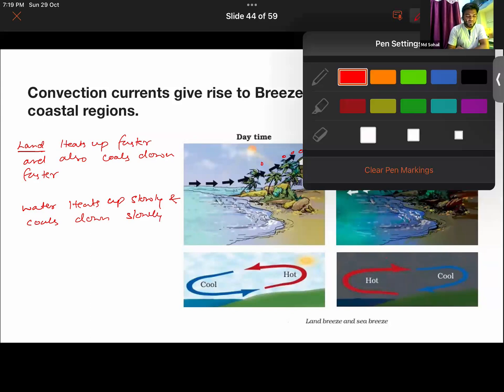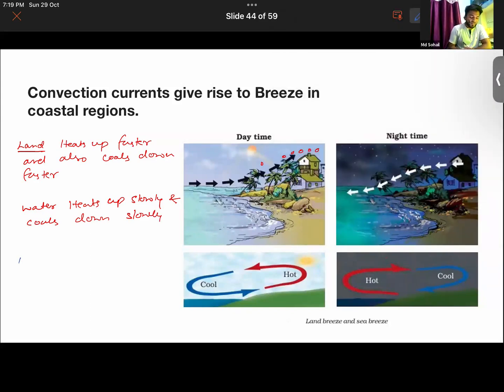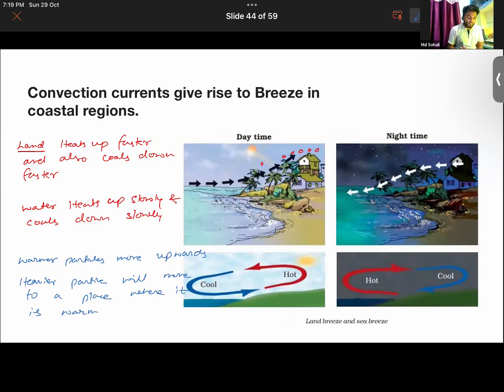Also keep in mind two concepts: warmer particles move upwards, while the heavier particles will move to a place where it is warmer. Note these two things. Keep these two things in your mind.